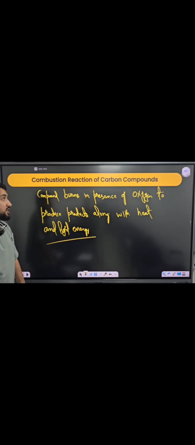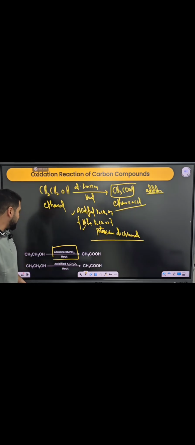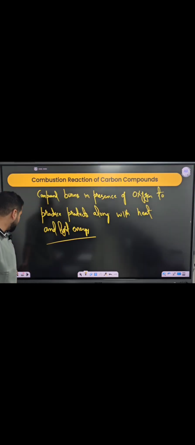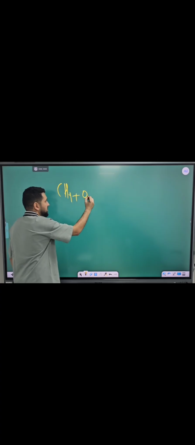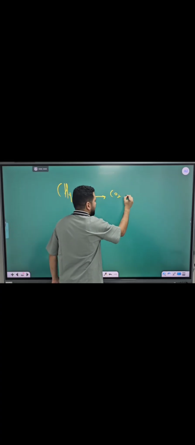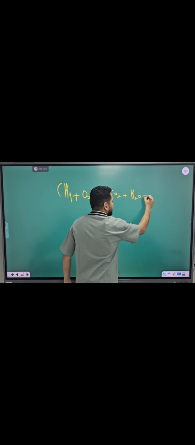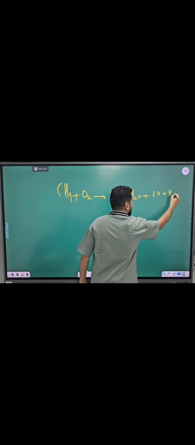So in short, combustion reaction of carbon compounds: these compounds burn in the presence of oxygen to produce products along with heat and light energy. For example, let's take one simple example, methane, CH4. I will burn it in the presence of oxygen. So what are the products? CO2, H2O, and there will be light energy plus heat energy.